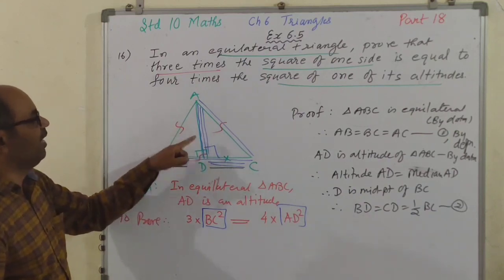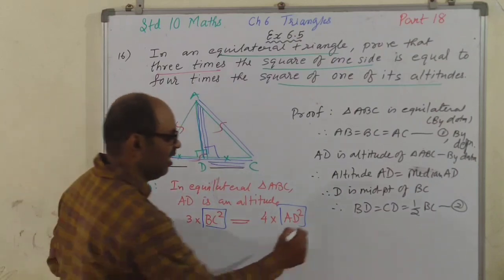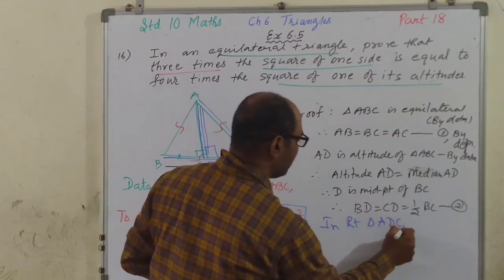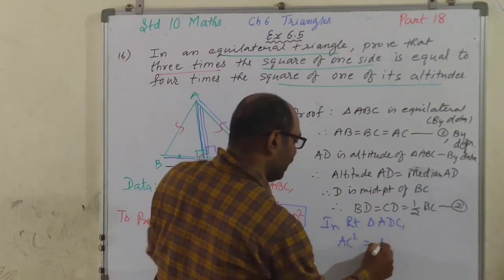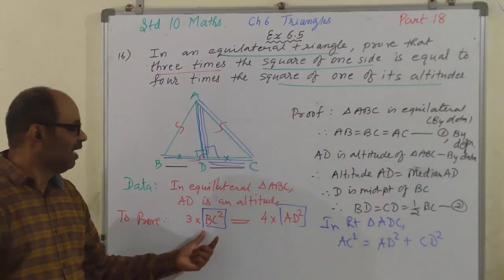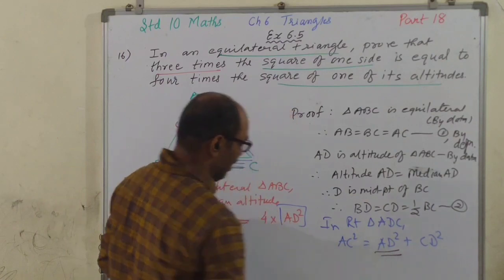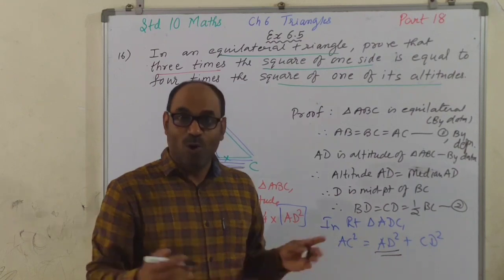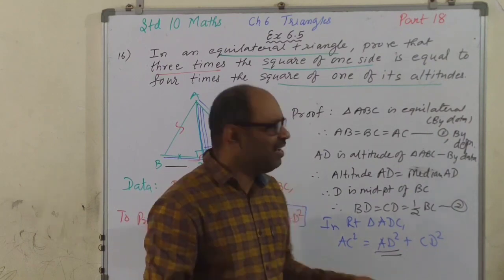So AC square is equal to AD square plus CD square. When AD is involved in the right triangle, in right triangle ADC, AC square is equal to AD square plus CD square. कुछ स्क्वायर्स मिला, मुझे I am interested only in BC and AD, तो AD square तो मिला, but BC is nowhere to be seen here. AC square and CD square is there. The only way is to transform AC and CD into BC. Can you do that? Very easily.